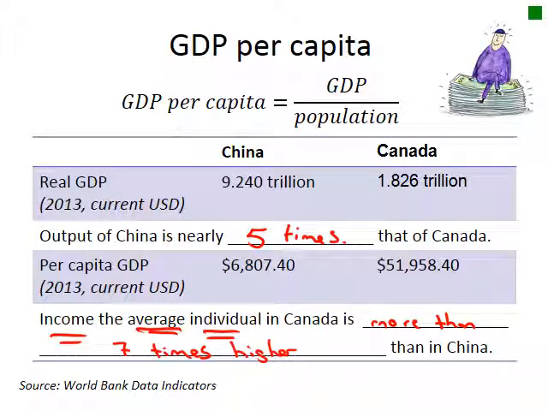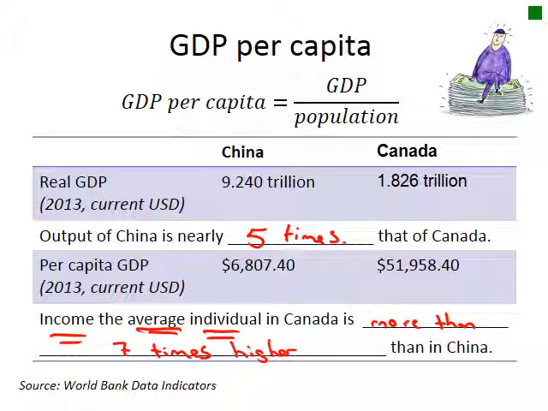So let's look at the concept of GDP per capita. So let's compare China with Canada. So if we're looking at the year 2013 in current US dollars, real GDP for China is over $9 trillion, whereas in Canada it's closer to 1.8 trillion. So if we look purely at the overall output, China is nearly 5 times that of Canada.